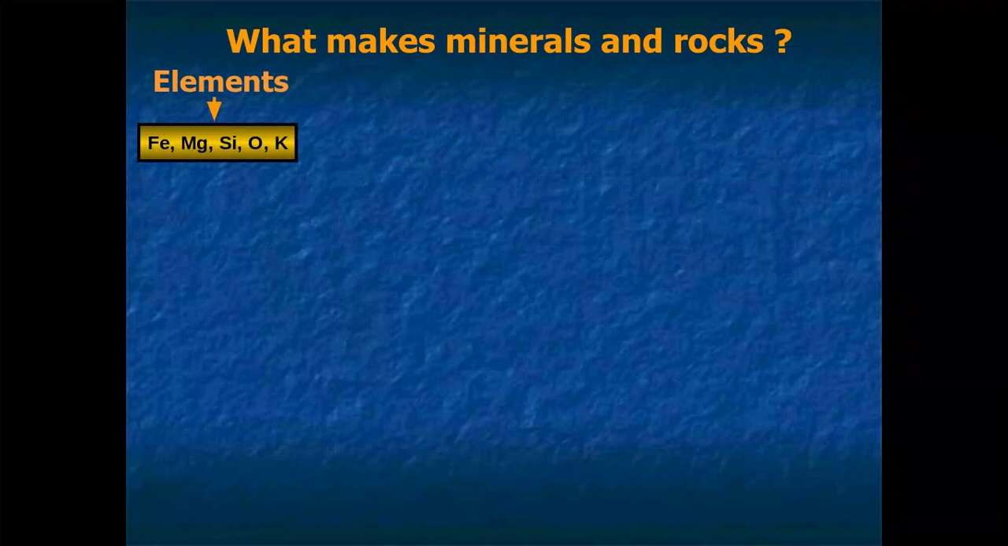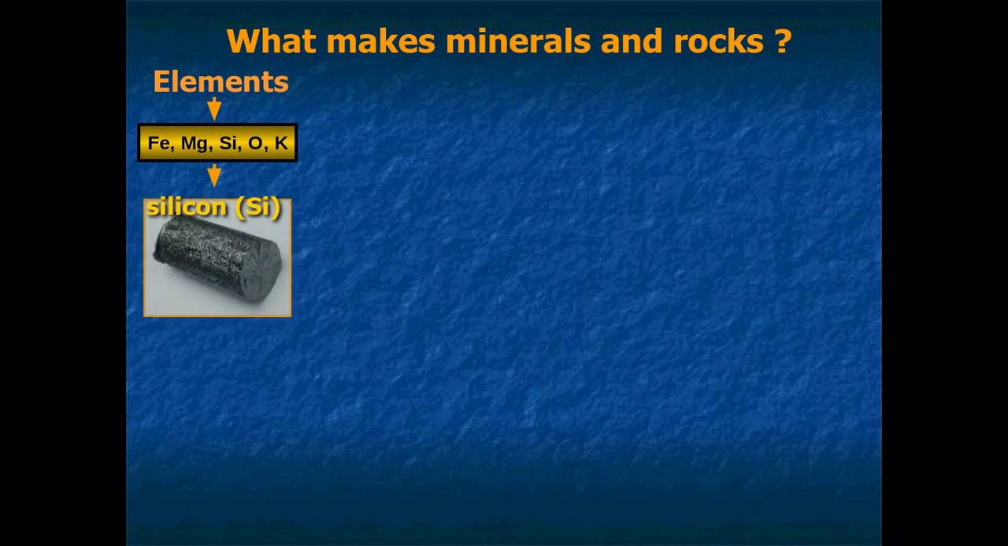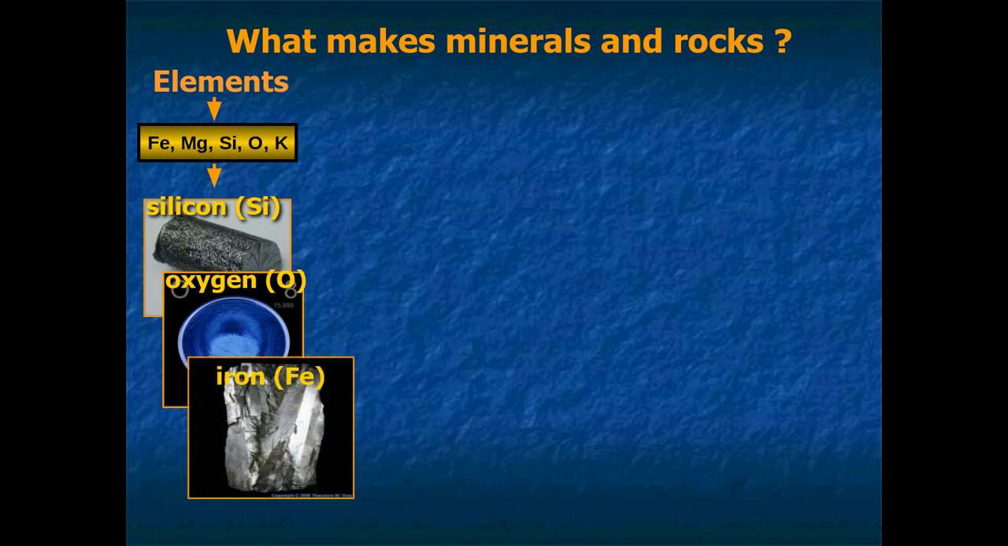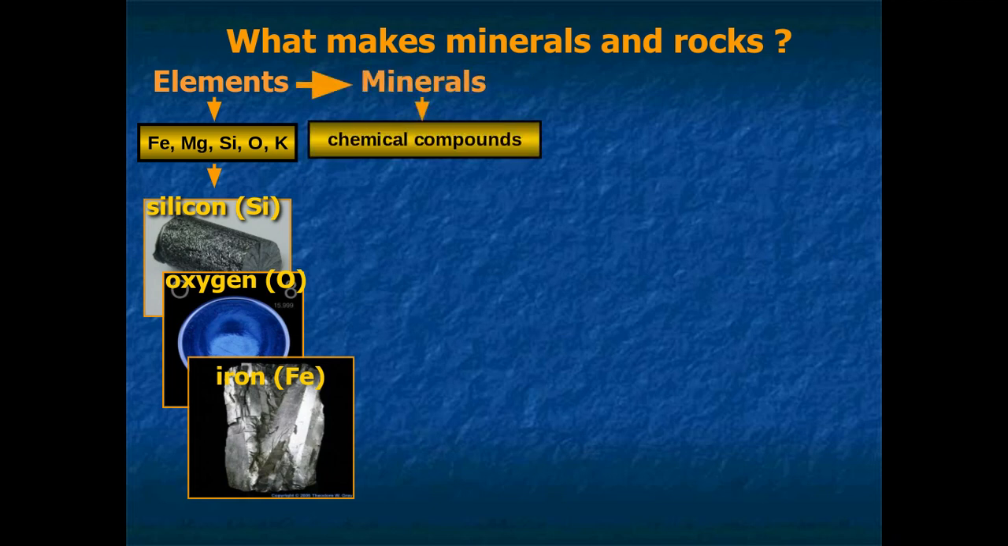If you look at the slide right under elements, we have iron, which is Fe, Mg is magnesium, Si is silica, O is oxygen, and K is the element potassium. And here are some pure substances that represent elements: here's silica under its pure substance, here's oxygen, and here's what we call elemental iron. When we combine elements together, elements make minerals, and in this case we can call this a chemical compound.